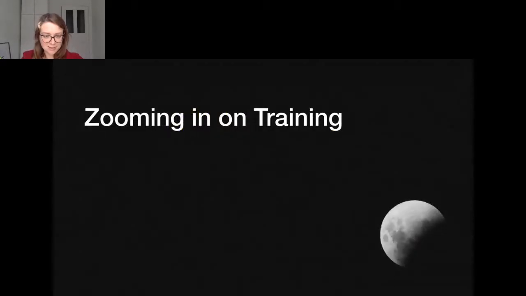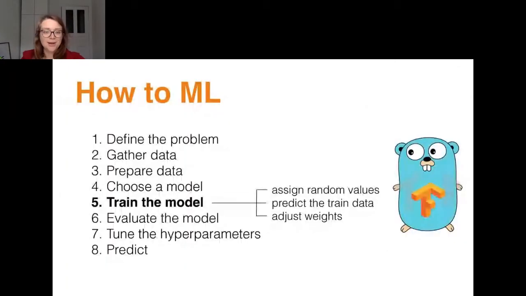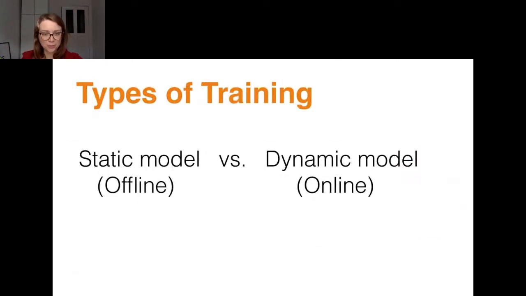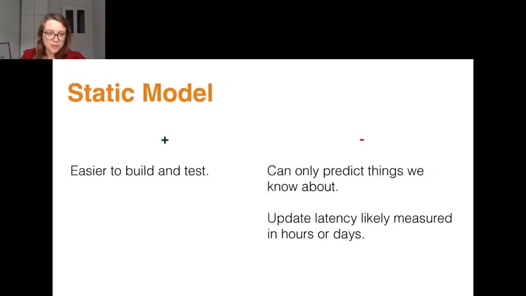Now that we made a disclaimer about versioning your data, let's zoom in a little bit on the training part. And this lands us here in the how-to ML flow. This can be broken down into roughly two types of training, the static and the dynamic. So offline training and online training. With offline training, you train the model locally and you just upload it.